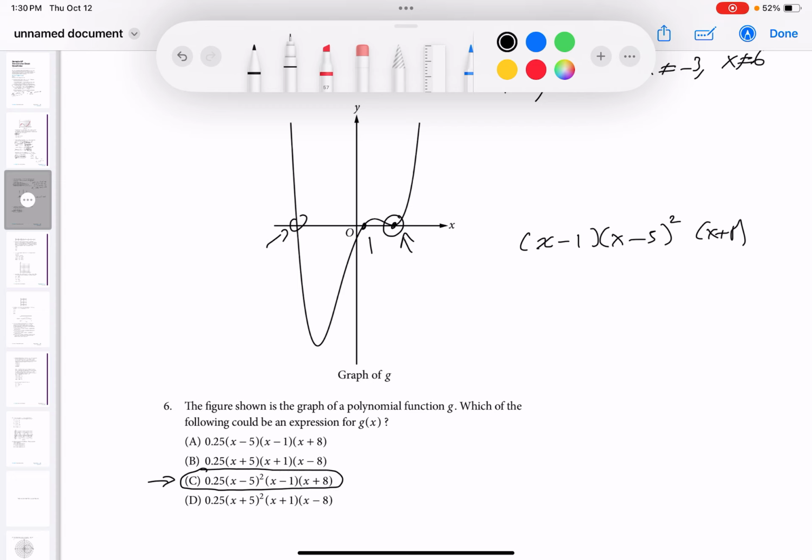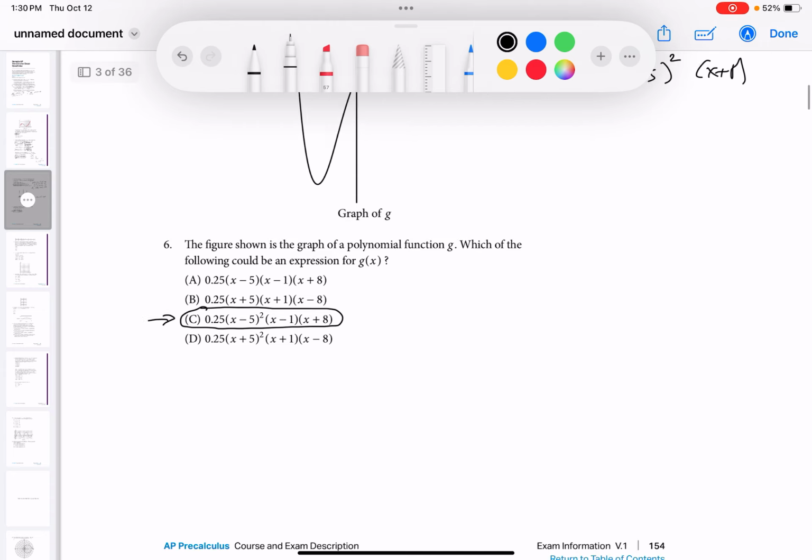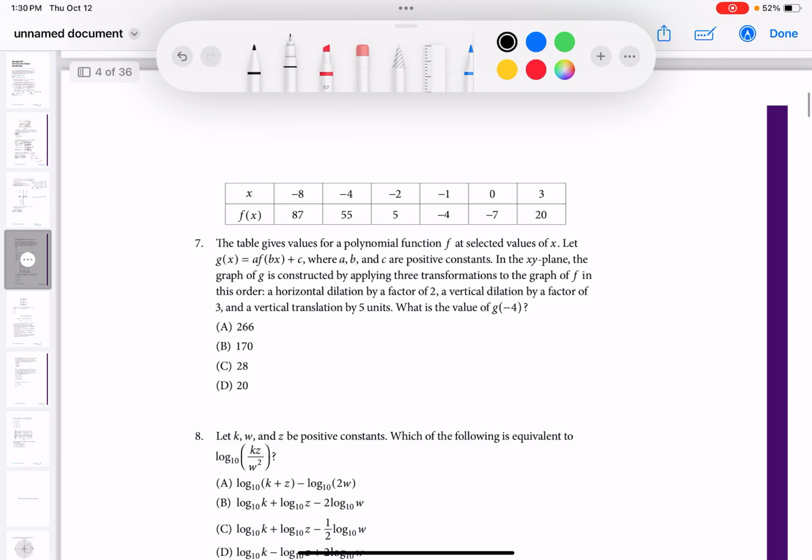Okay, that's done. All right, let's go to the next question, which is going to be problem number 7. And number 7, let's take a look at it. I think it's a table problem. That's my recollection. The table of values of polynomial f is given by blah, blah, blah. And then they say it's like this transformation.